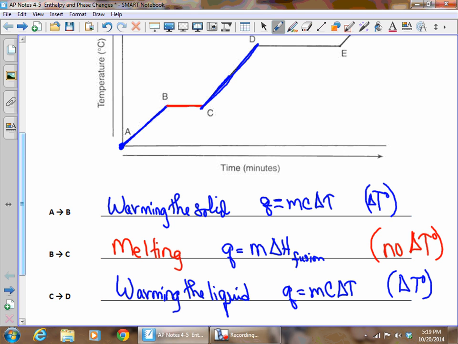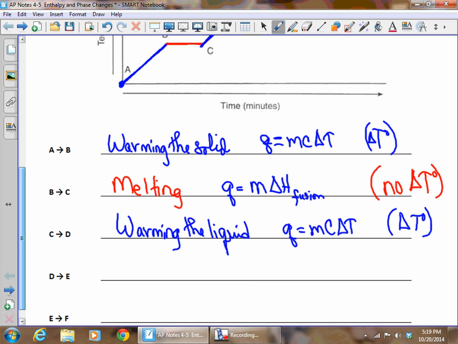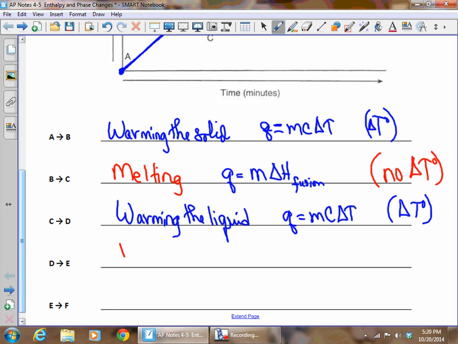But now we hit this next plateau, and going from the liquid, heating it continuously but not having it change in temperature, what's happening there? Well, that's where we're getting vaporization. That vaporization is our next phase change. And since it is a phase change, we're not going to be able to use our Q equals MCΔT. Once again, we're going to need to use our Q equals MΔH.